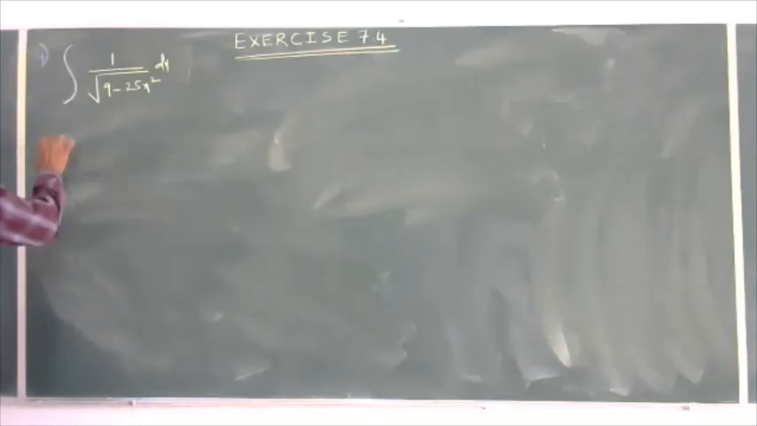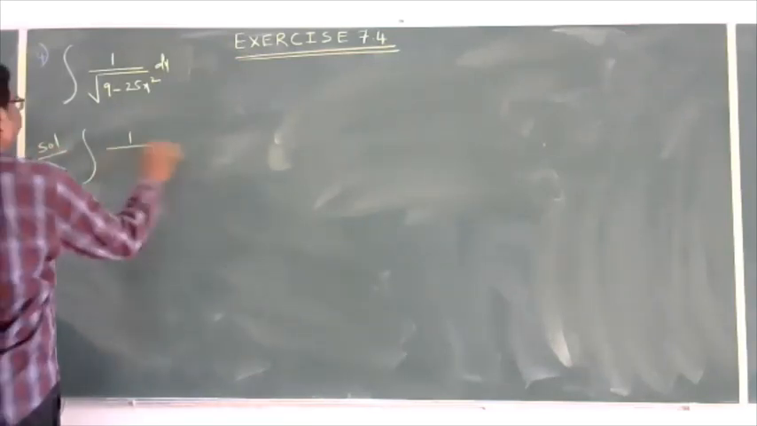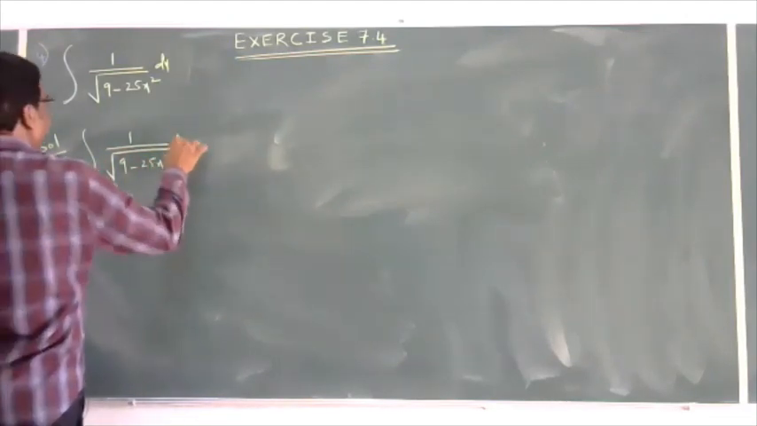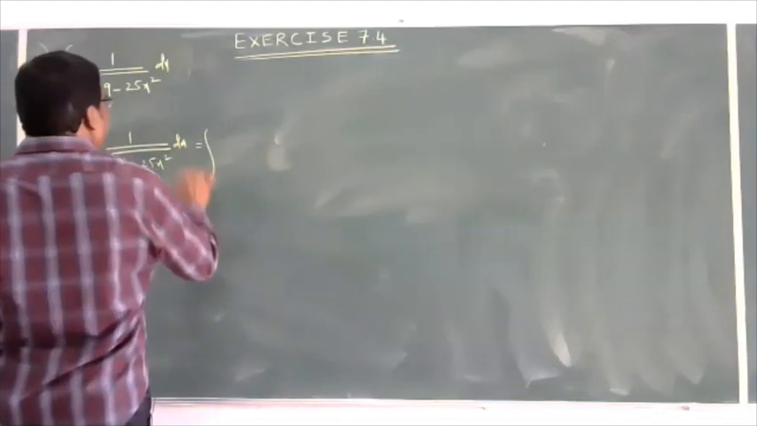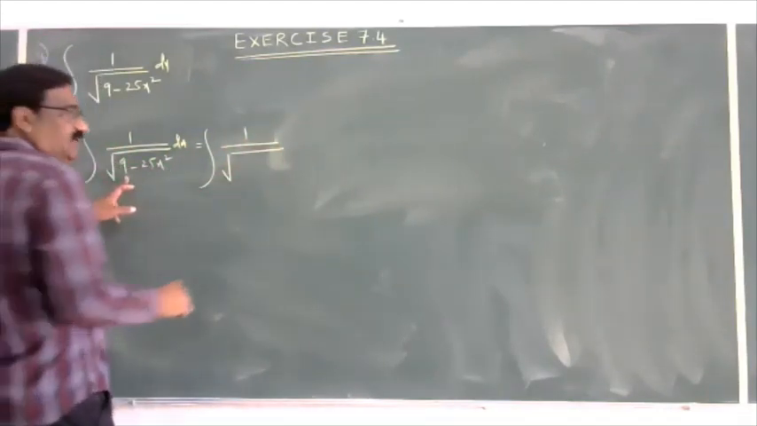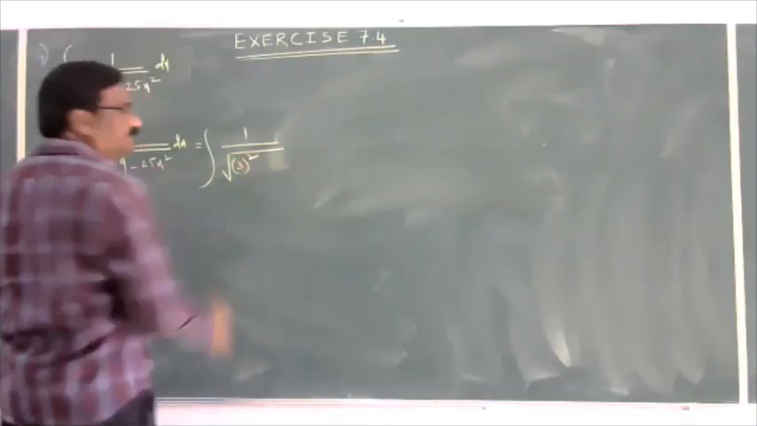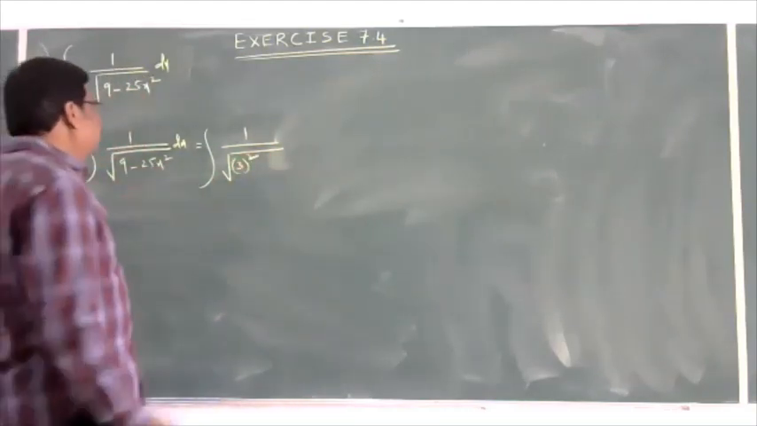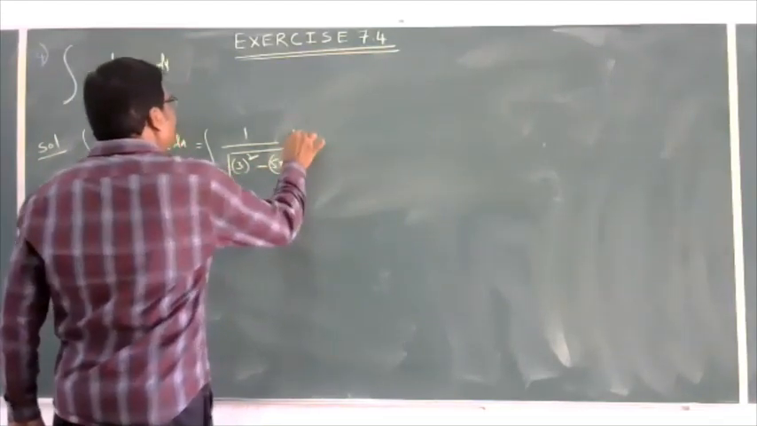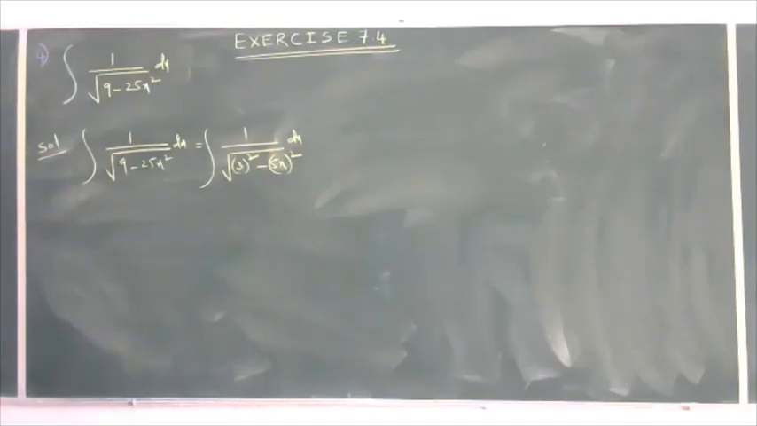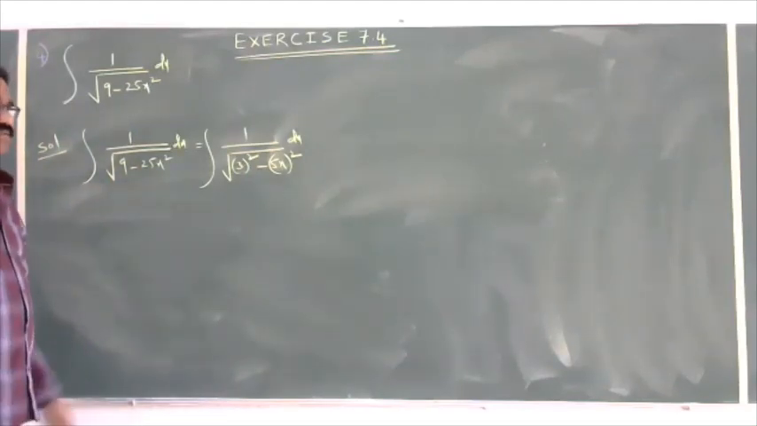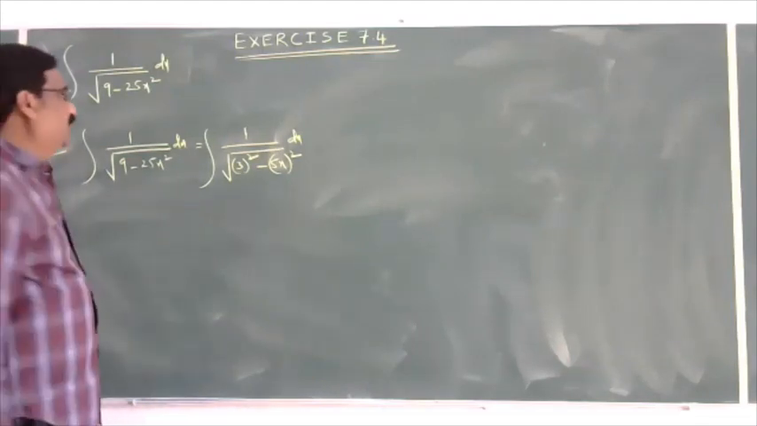Yes, solution. Integral 1 by root of 9 minus 25 x square dx. That is equal to integral 1 by root of, this is 9, 9 is 3 square, minus 25x square, that is minus 5x whole square into dx. Or you can take 25 common, like that. That is another method. This is one method, for example.